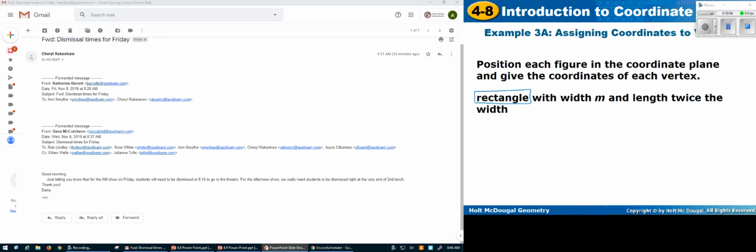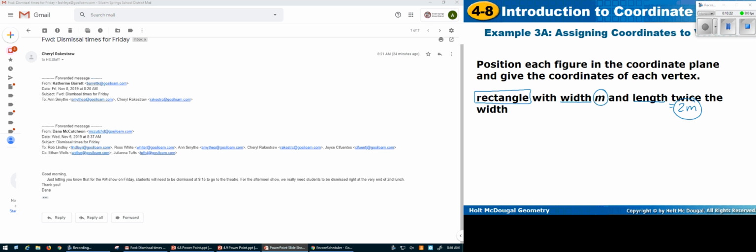The width is what? M. And the length is what? Twice the width. So if the width is M and the length is twice the width, what would we call the length? 2M. Is everybody with me there?